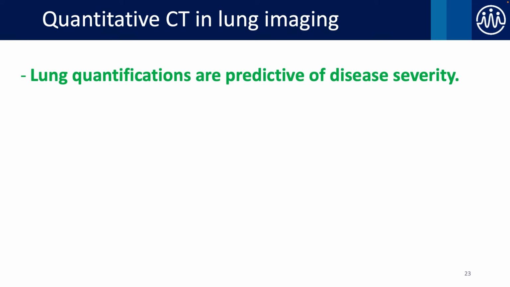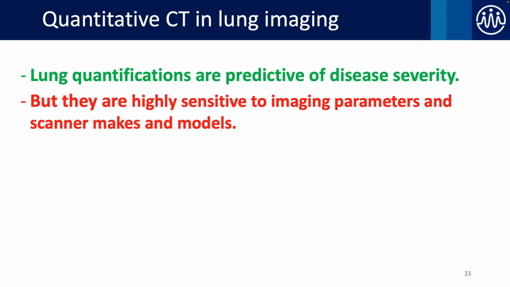So lung quantifications are predictive of disease severity, and that's something that we already know. For years, we have seen that if you measure things in the lung, they are predictive of outcomes. But there's a caveat. We have observed over years that these quantifications are highly sensitive to imaging parameters and scanner makes and models. So things are predictive, but once you combine images of scanner A and scanner B from institution C and D, then the results do not match very well, because the numbers that you get are reflective of the patient attribute, but also they have some features of the imaging parameters or scanner models that you use.